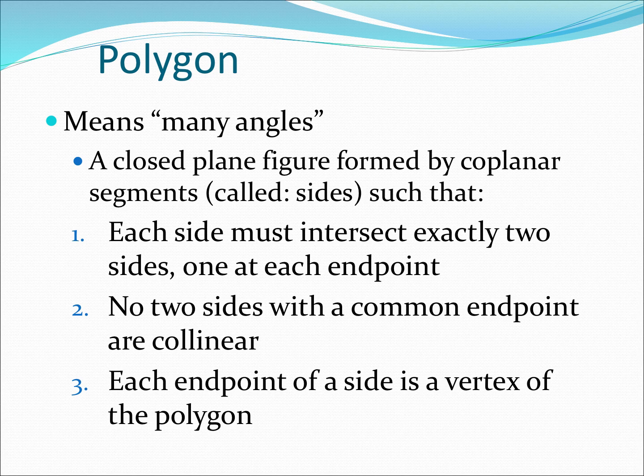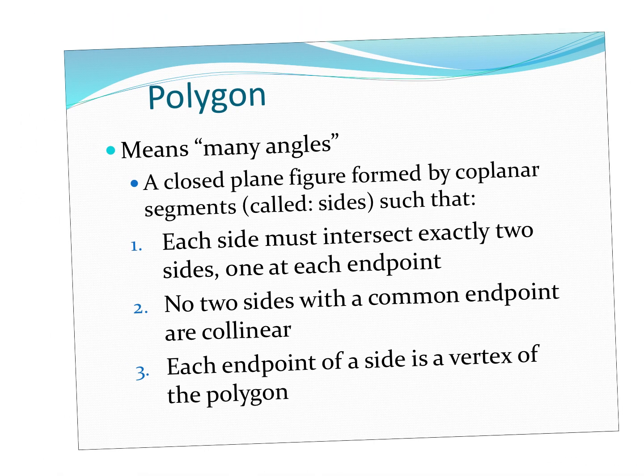So a polygon means many angles because the prefix there, poly, means many. So polygon means many angles. It's a closed plane figure formed by coplanar segments called sides. Now polygons do not have curved sides. They have to be straight line segments. Each side must intersect exactly two sides, one at each endpoint. Then no two sides with a common endpoint are collinear. And then the third, each endpoint of a side is called a vertex of the polygon.